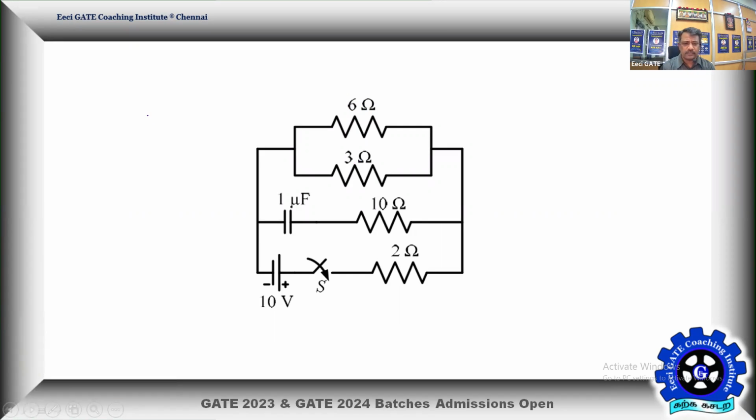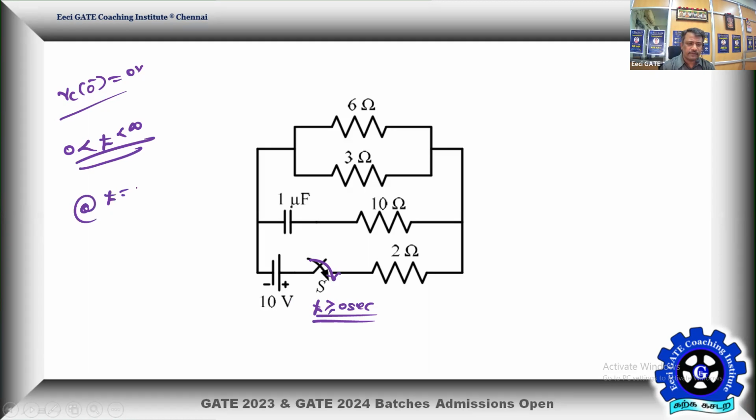So assume the switch is closed. Assume VC of 0 minus is equal to 0 volt. There is no voltage across the capacitor. The switch is closed at time t greater than or equal to 0 seconds, and it remains closed forever till time t equal to infinity. So this is an analysis only at steady state, which means you set the problem at time t equal to infinity, because t equal to infinity is the final steady state point. That means you allow infinite time for the circuit to reach steady state and then you do the analysis at steady state. That's what it means.